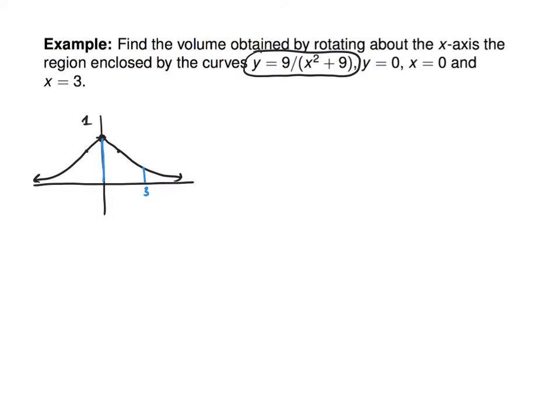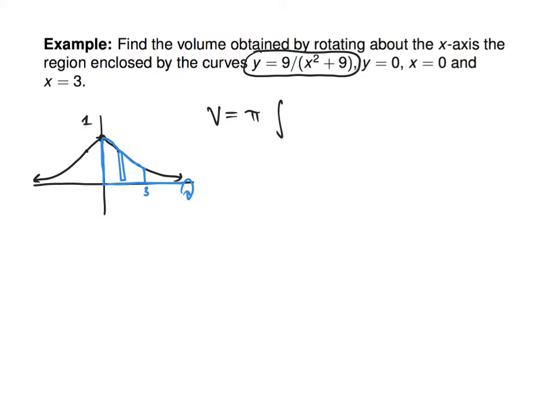So rotate the region enclosed by the curves y equals 9 over x squared plus 9, y equals 0, that's the x-axis, right? x equals 0 is the y-axis, and x equals 3, about the x-axis. So we're spinning this thing. Does this one have a hole in it? No, okay. So the volume is pi integral.